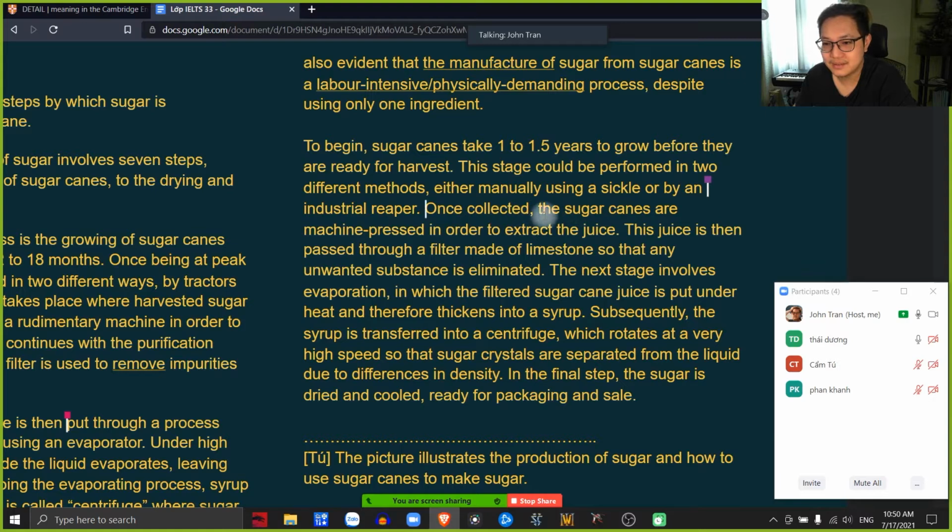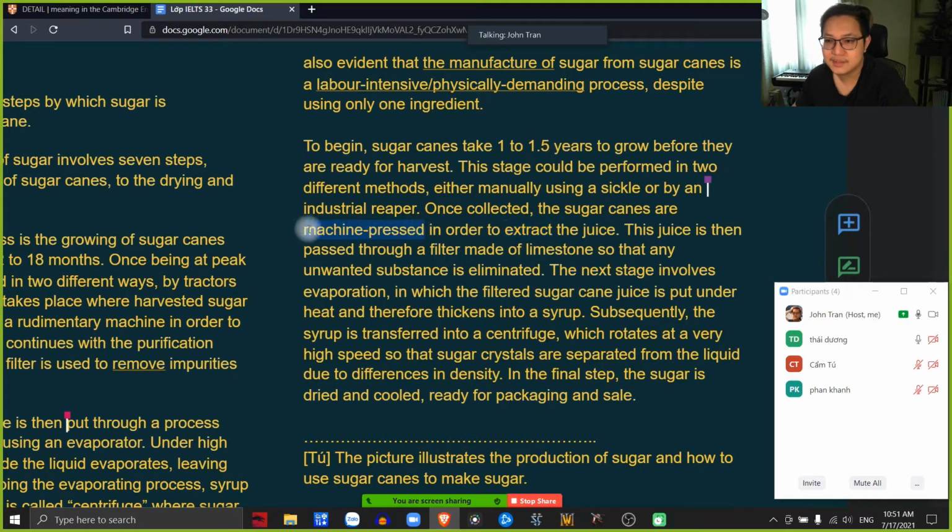Okay, good. Once collected, the sugarcanes are machine pressed. Okay, very good. Machine press in order to extract the juice. Very good. You use the word extract. This is quite a higher band score word.